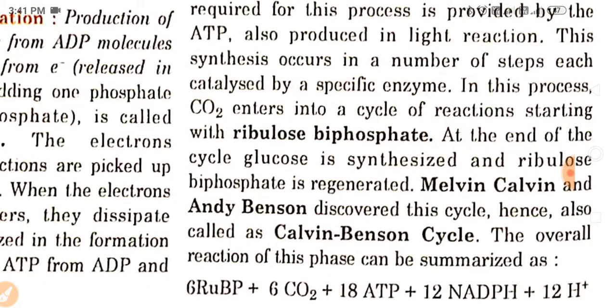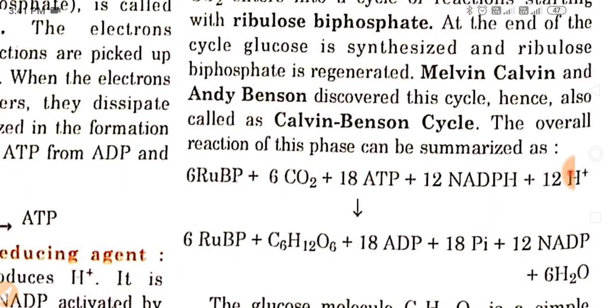This synthesis occurs in a number of steps, each catalyzed by a specific enzyme. In this process, CO2 enters into a cycle of reactions, starting with ribulose bisphosphate. At the end of the cycle, glucose is synthesized and ribulose bisphosphate is regenerated. Melvin Calvin and Andrew Benson discovered this cycle, hence it is also called the Calvin-Benson cycle.